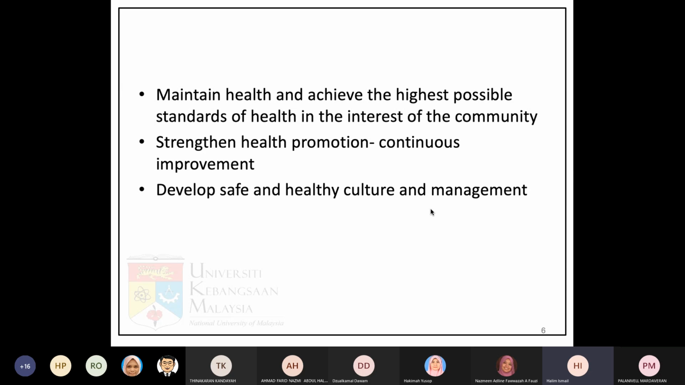To ensure our safety and our health during the COVID-19 pandemic seasons.